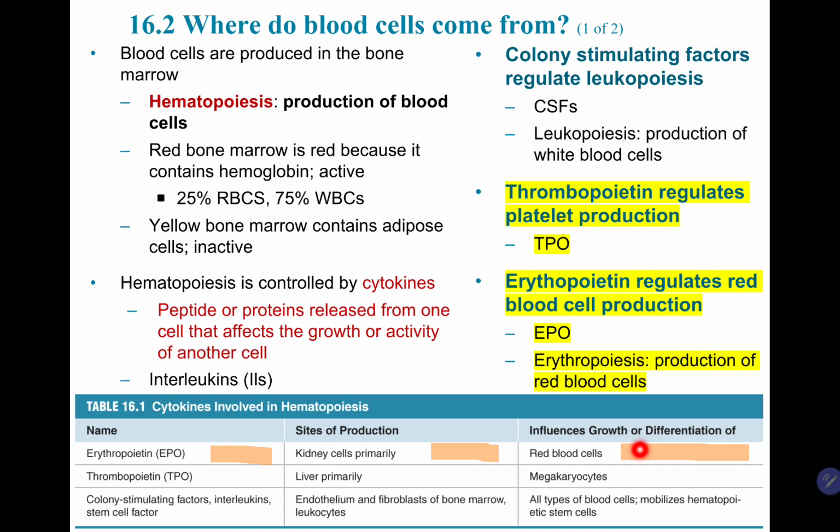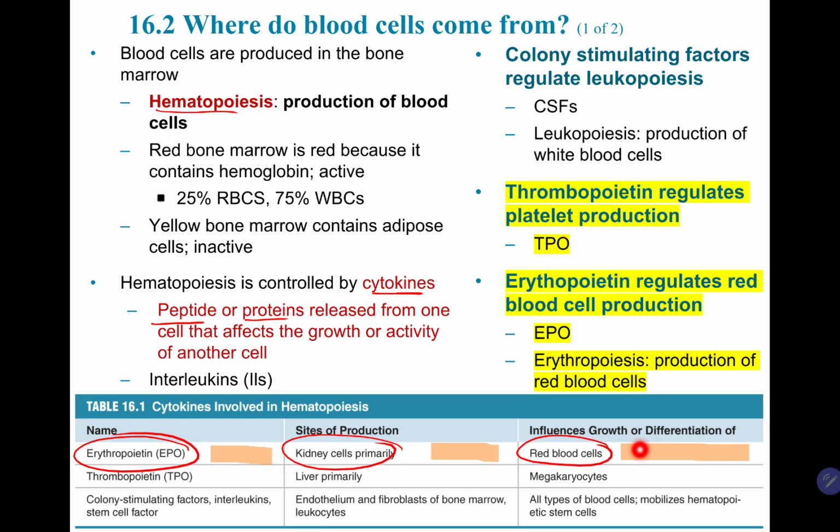Blood cells come from bone marrow, right? Through a process called hematopoiesis, right? This is how we produce blood cells. Hematopoiesis is going to be controlled by cytokines. Cytokines are basically peptides or proteins that are released from one cell that affect the growth or activity of another cell. So we have erythropoietin, like I told you. Erythropoietin is produced by the kidneys to stimulate red blood cell synthesis.